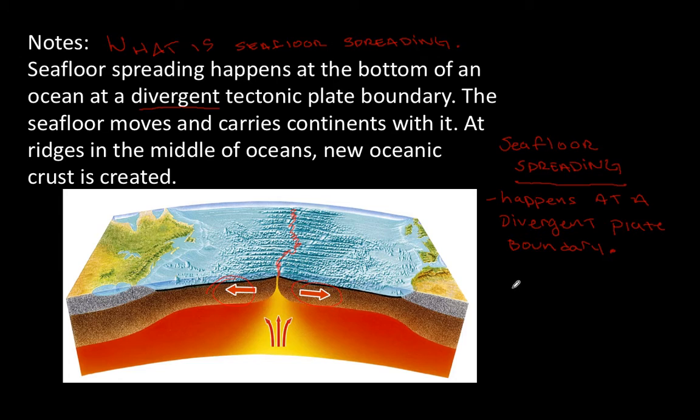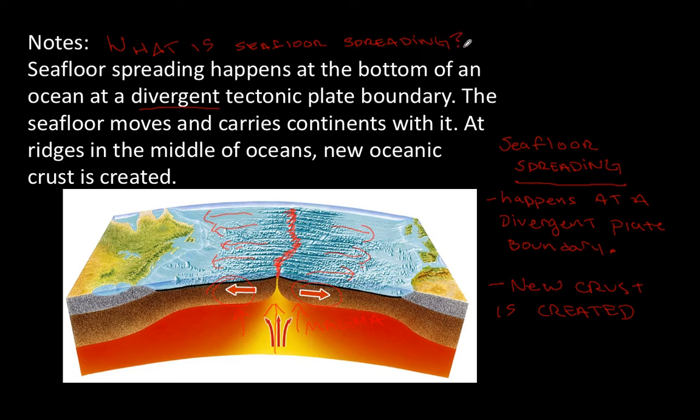At ridges in the middle of oceans, so this is important, new crust is created. And that new crust is created by the magma that rises to the surface due to convection currents. And it's able to seep through this crack at the plate boundary. And that crack is caused by the two plates moving in opposite directions. And that's seafloor spreading. And so towards the end of the video, they mentioned at other parts of the Earth, the oceanic crust is being consumed. So here it's being created, and at other parts it's being consumed. We'll go into that in more detail at a later date and time.